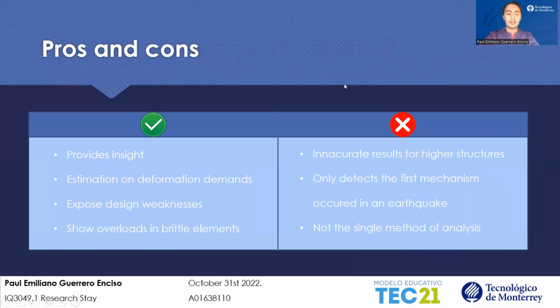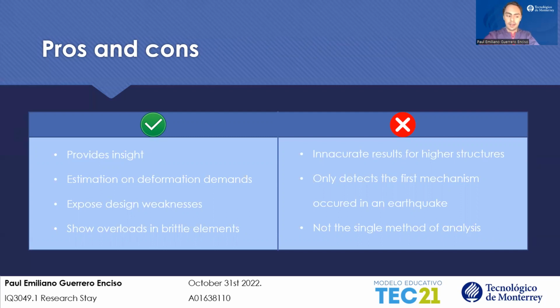Lastly, we have some pros and cons for using the pushover analysis. Some of the pros are that it provides a good insight into structural aspects that control performance during severe earthquakes. Also, it is a good estimation of deformation demands. It exposes the design weaknesses that may remain hidden in an elastic analysis. It also shows the overloads in brittle elements, such as columns and connections.